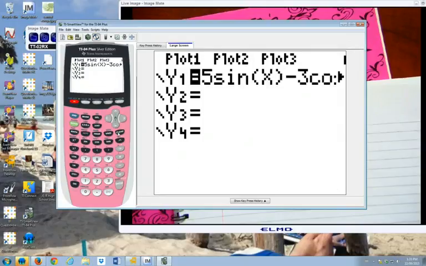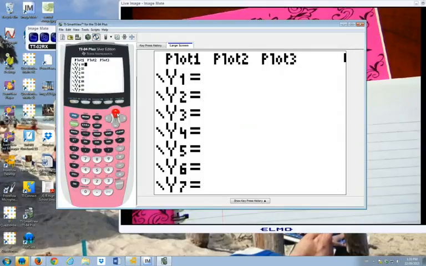Method 1 is going into your y equals, clearing out all the old stuff. I call this one left-hand side, right-hand side because we're splitting the two sides. The left-hand side is going to go into y1, right-hand side into y3. Now, if you have the old operating system, you need to be careful how you put in this squared. So if you have the old system, follow with me.